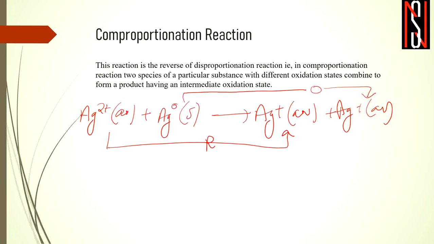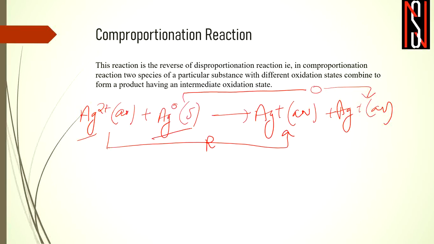Whereas in the second case, the Ag0, that is silver solid, is being converted to Ag+, the oxidation state is being increased and hence it can be named as an oxidation process. So these are basically the two processes we have already known so far, that is the oxidation and reduction process. Now in this case, the silver is having two different oxidation states, that is one +2 oxidation state and one 0 oxidation state.